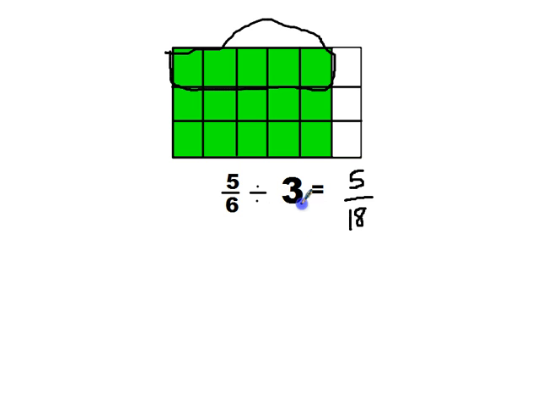Let's do the math. Let's start by putting our 3 over 1. 5/6, okay, multiply. Find the reciprocal. 5 times 1 is 5. 6 times 3 is 18. 5/18 is our final answer.